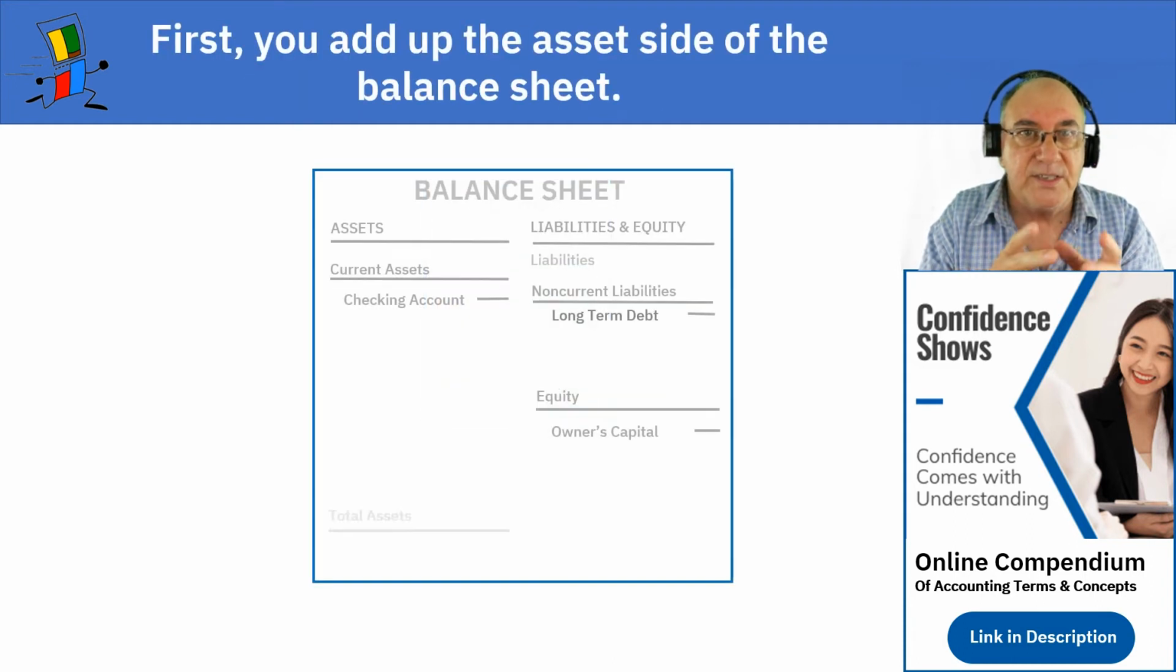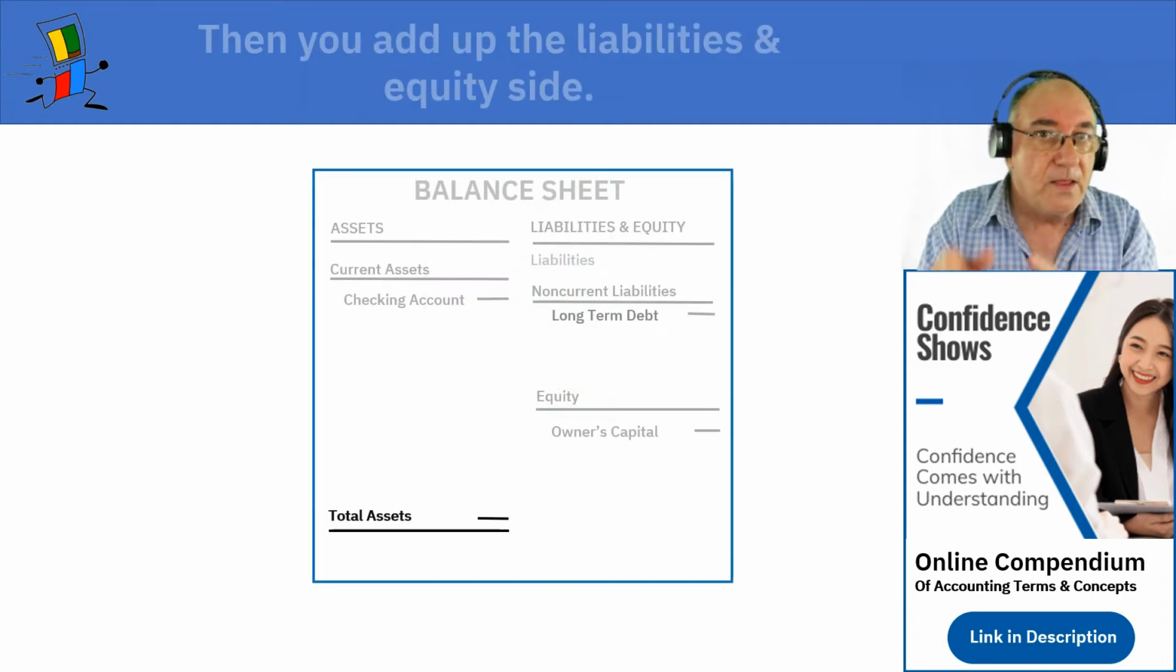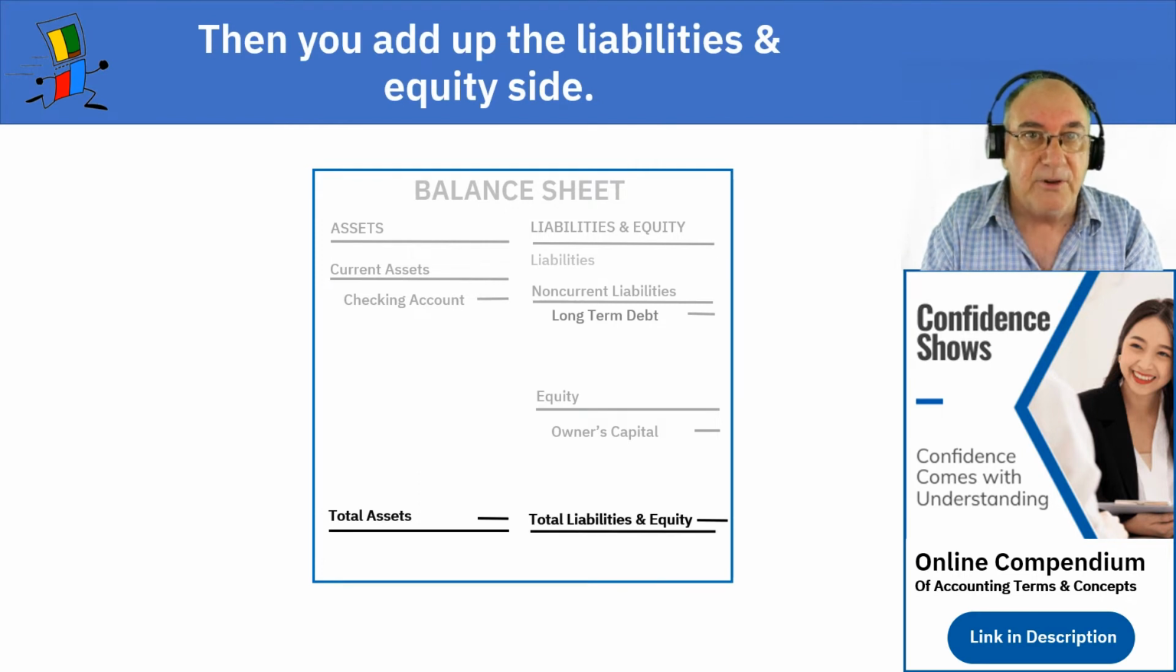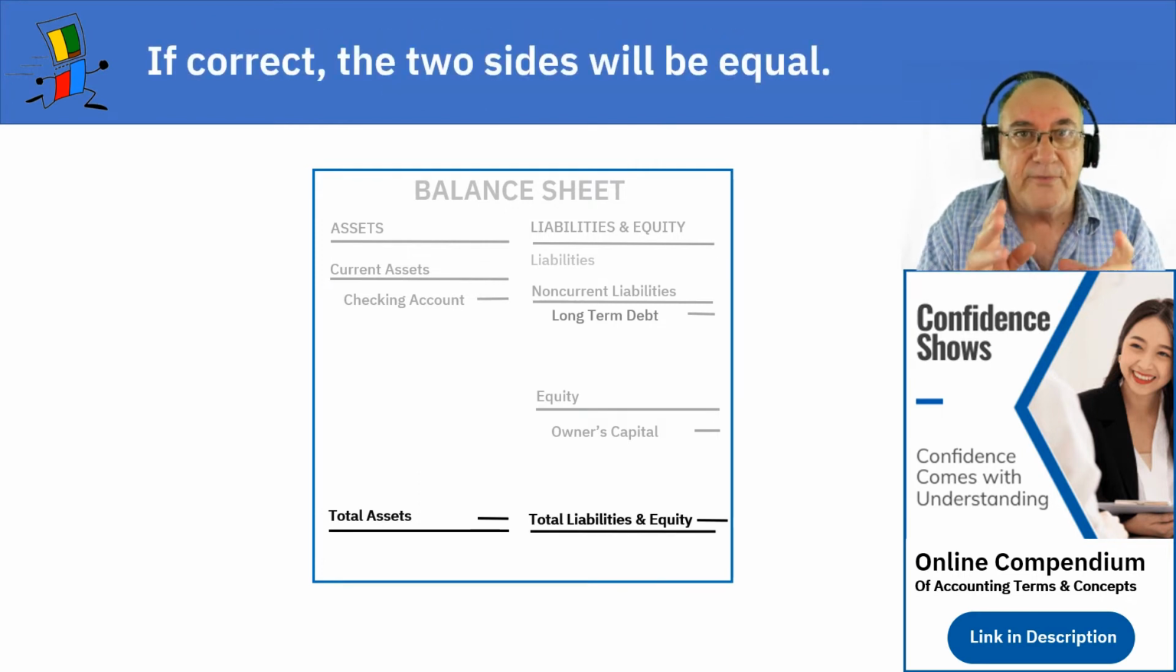First, you add up the asset side of the balance sheet. Then you add up the liabilities and equity side. And if correct, the two sides of the balance sheet will be equal.